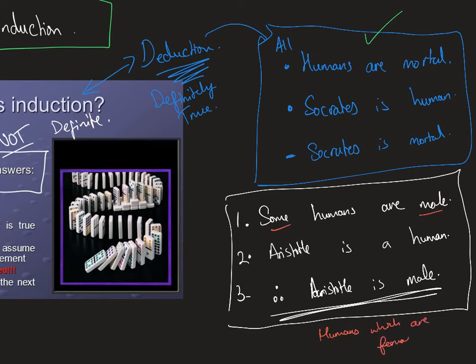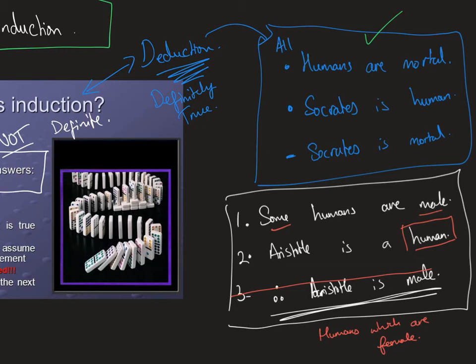So I've just told you in this that Aristotle is a human. That's all I told you. It doesn't mean that Aristotle... if you ignore this third line, so let's imagine this third line isn't here. Ignore it for a second. If I just told you some humans are male and Aristotle is a human, does it definitely mean Aristotle is a male? It doesn't. You can't definitely say Aristotle is a male.